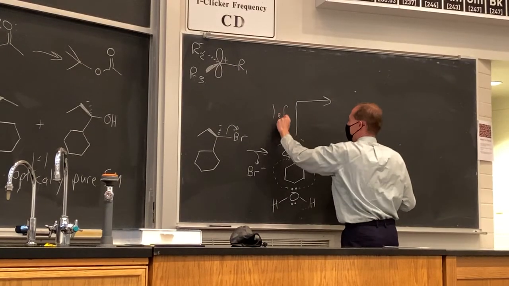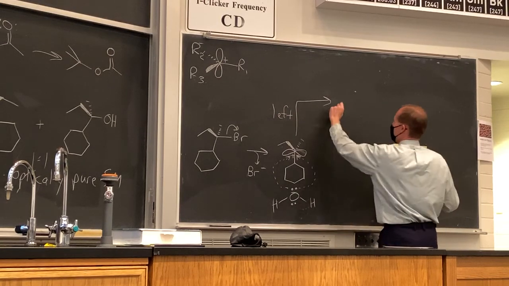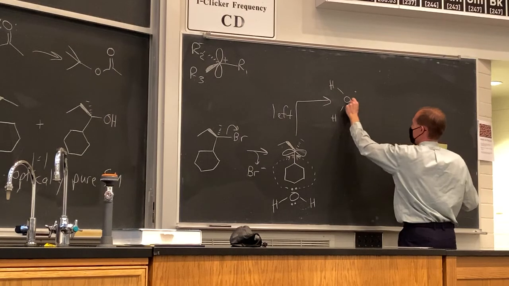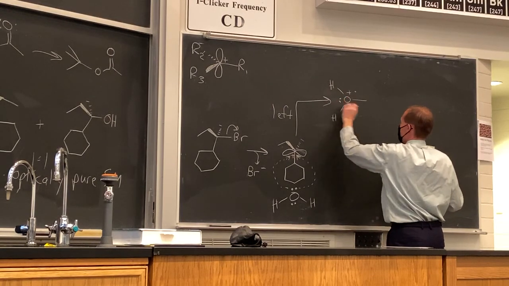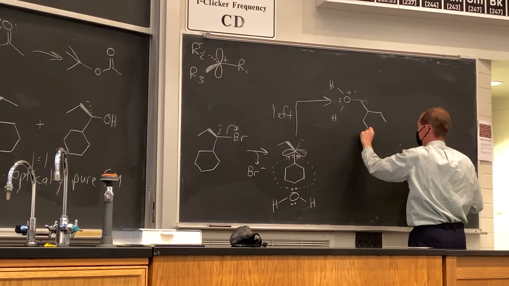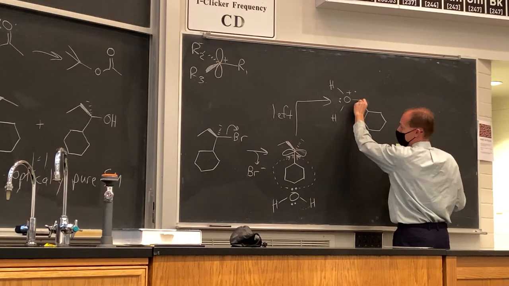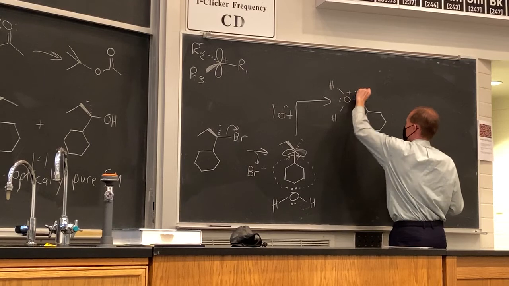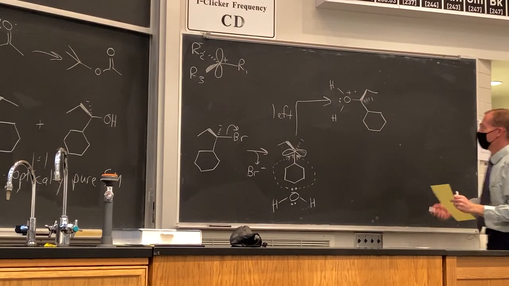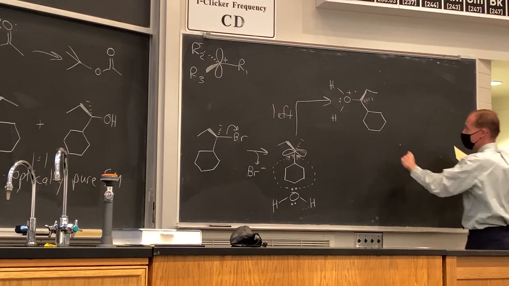So when it comes from the left, we're going to end up with a positively charged oxygen. That's known as an oxonium. And then we have our ethyl group and our methyl group, okay?